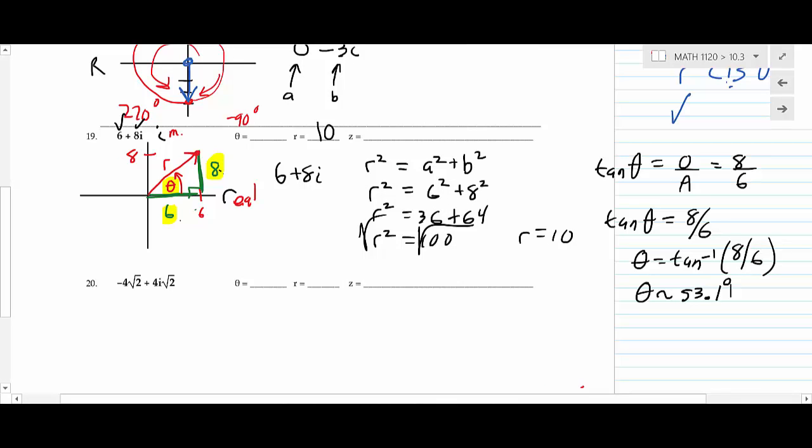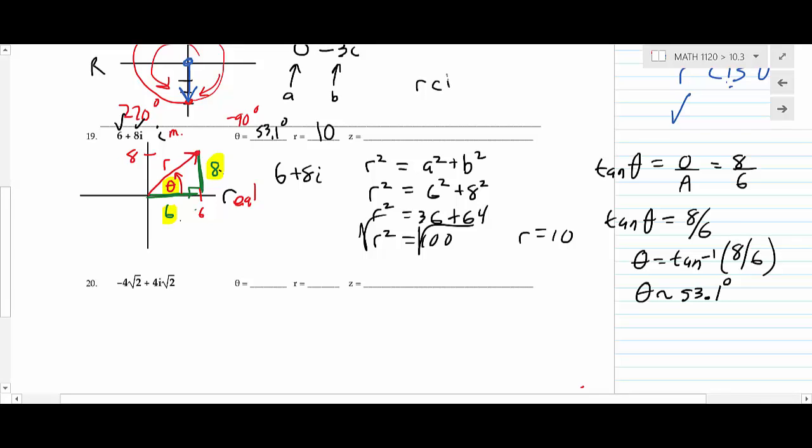Okay, everybody following along okay so far? Okay, r is always the same. You can either do it in your head or you use the Pythagorean Theorem. Theta is the same way. You can either do it in your head based on what you draw, or you do the inverse tangent. That's what always works. So theta is 53.1 degrees.